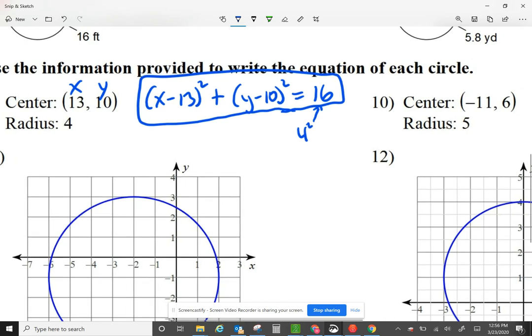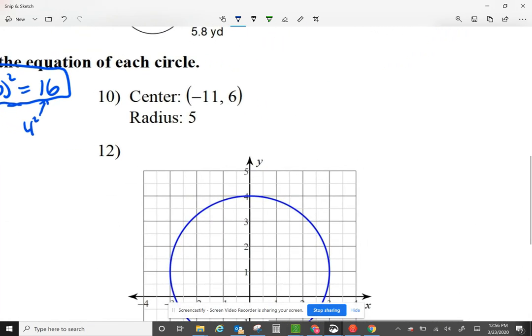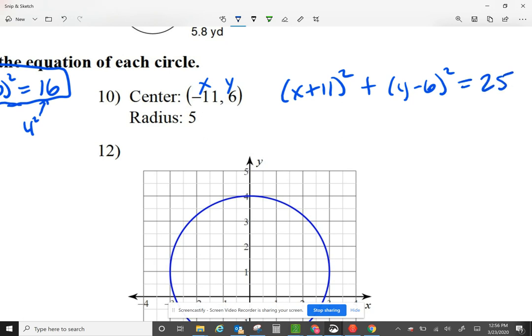Let's take a look at number 10. The way I will write this will be x plus 11 squared. Notice I switched the sign from the x. I see the value of the y, so I'm going to go y minus 6 squared with the plus in between. And this is going to equal 25. The radius is 5, so 5 squared.